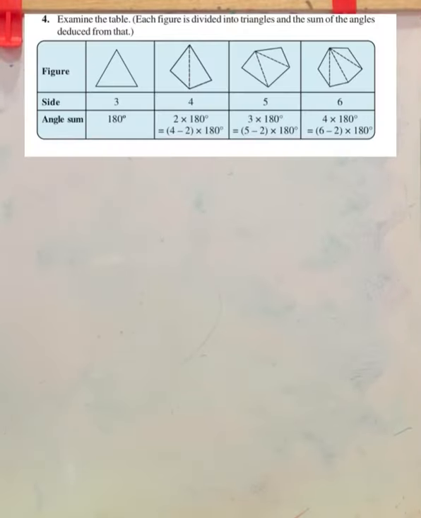Next question, examine the table. Each figure is divided into triangles and the sum of the angles deduced from that. So we can see in the first figure, it is a triangle and the sum of the angles is 180. We have three sides in it. Now the second figure, we have four sides, and in that we can see we have two triangles because we draw a diagonal and we got two triangles in that.